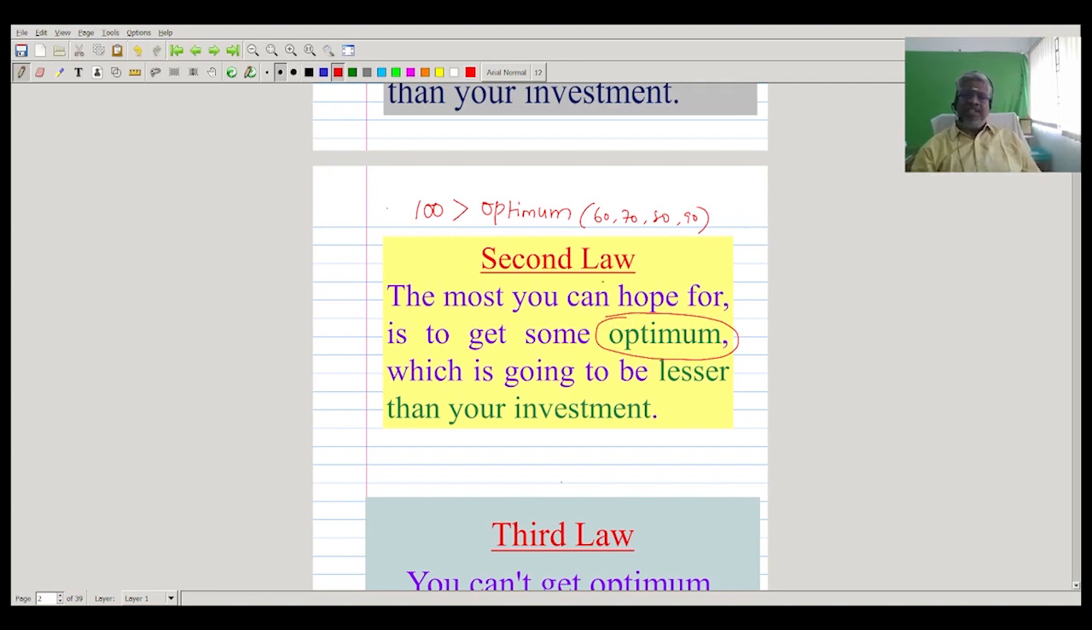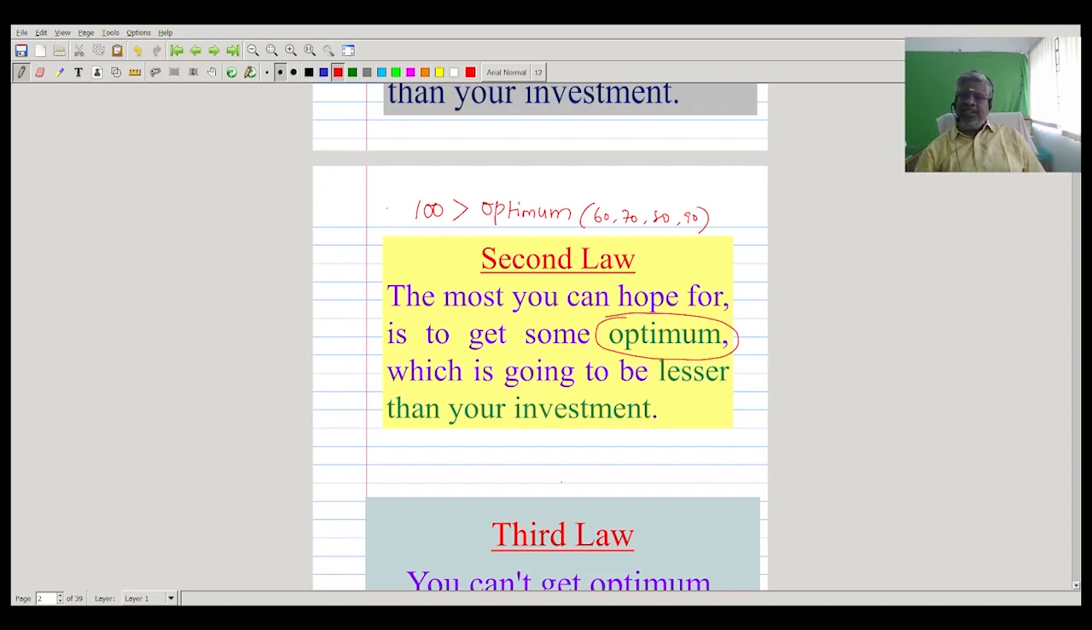Okay, coming to the third law. Immediately, what is your conclusion by way of these two laws? The first law says that if you are investing something, you will get at most that amount. The second law says, no, you can't get even that amount. You will get a certain optimum value. This is the maximum possible value, and it's going to be lesser than 100 rupees.